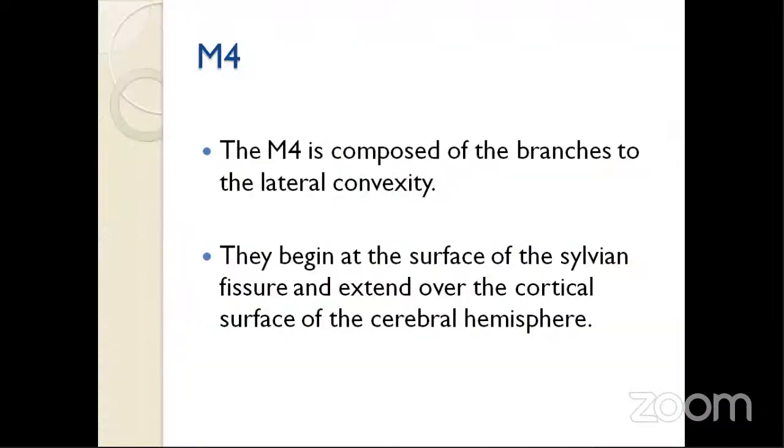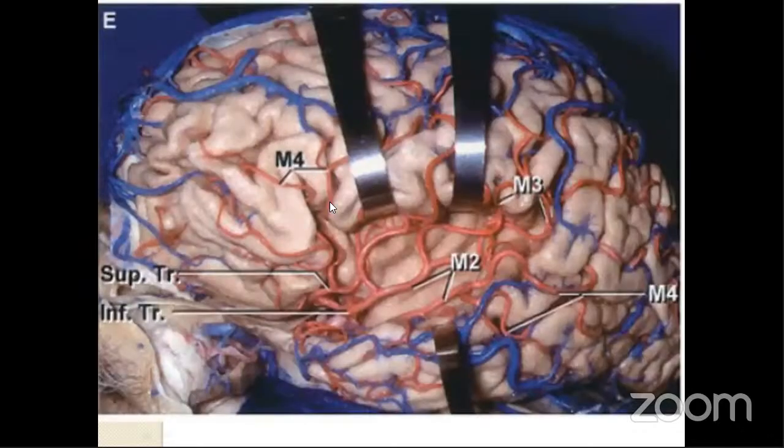The M4 is composed of branches, as we have discussed, to the lateral convexity. They begin at the surface of the Sylvian fissure and extend over the cortical surface of the cerebral hemisphere. In this image, we can see the M4 segment of the middle cerebral artery. These are supplying the lateral surface of the cerebral hemisphere, or the cortical surface of the brain. The posterior branches go in line with the long axis of the Sylvian fissure, and the anterior branches of M4 take a sharp upward or downward turn.